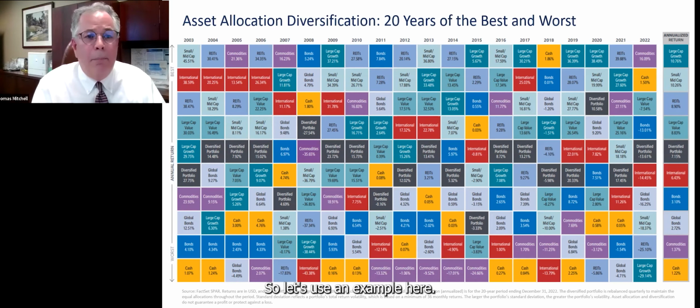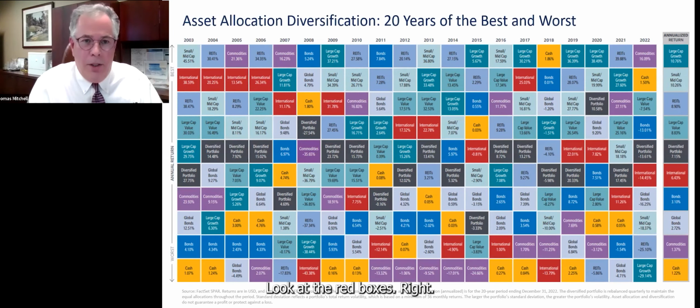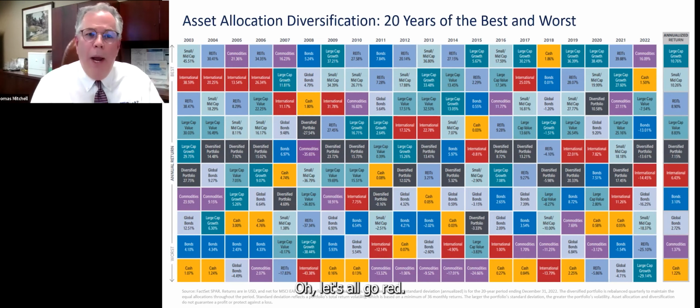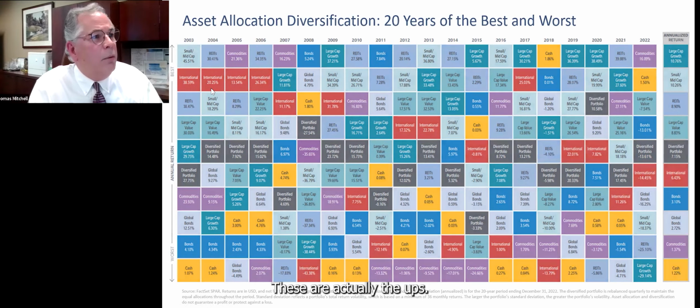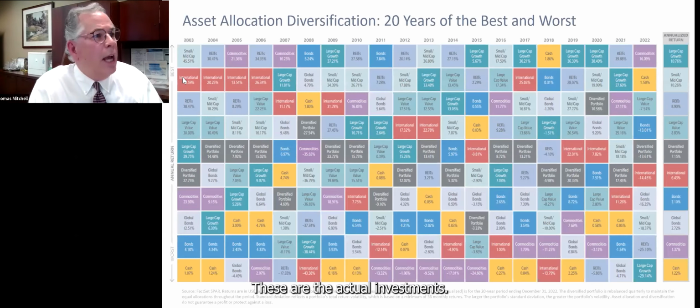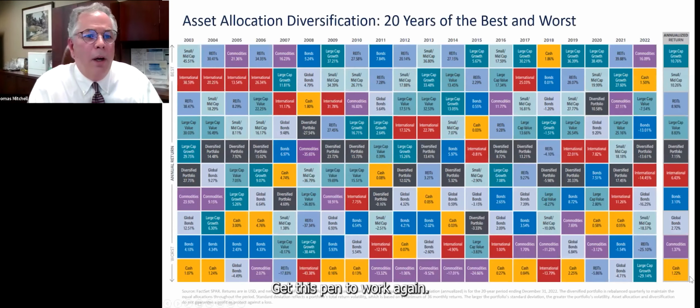So let's use an example here. If you can just glance at the chart, and you can easily see these colors, I'm sure. Look at the red boxes, right? Oh, let's all go red, right? Well, if we went red, let me see if I can use my pen marker here for a moment. The red marker, these are actually the, oops. These are the actual investments. Let's see if we can get this pen to work again. It was working earlier. All right, let me see if we can get this pen to work.